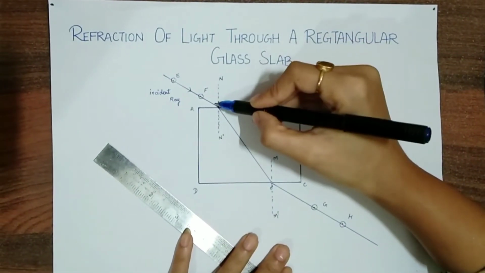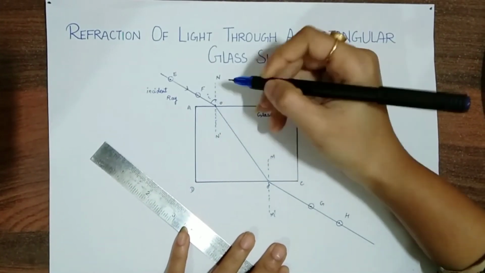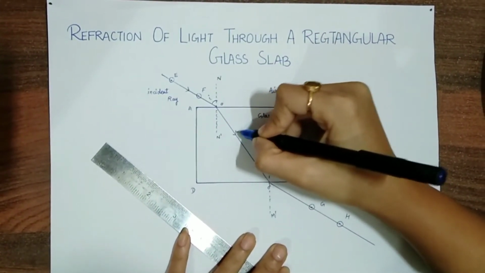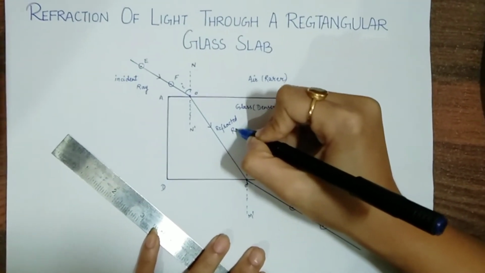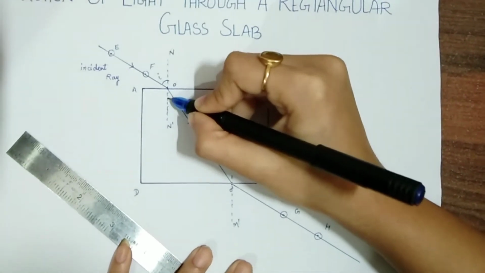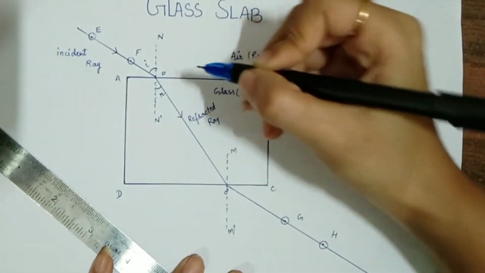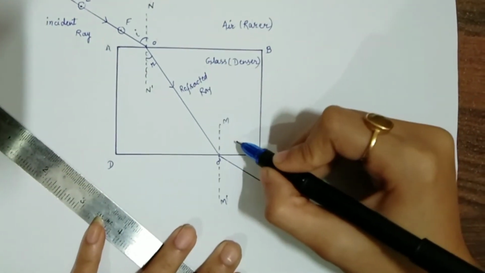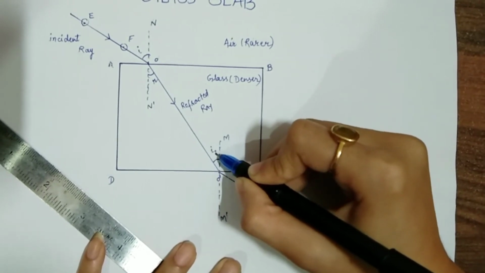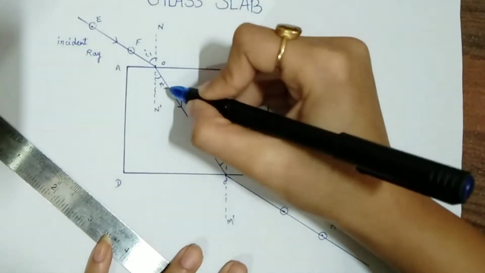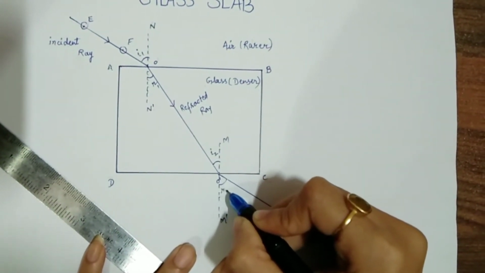Now this angle between the normal and incident ray is the angle of incidence. This is our refracted ray. So the angle between the normal and the refracted ray is the angle of refraction. Again this ray is getting incident, so we will consider it as I2, I1, R1 and this angle as R2.